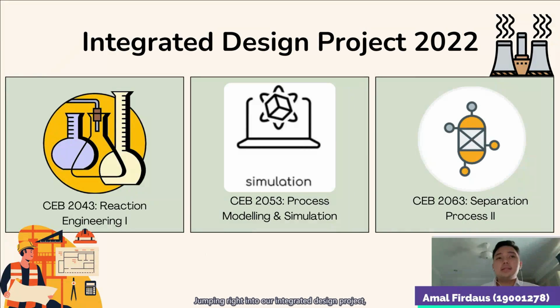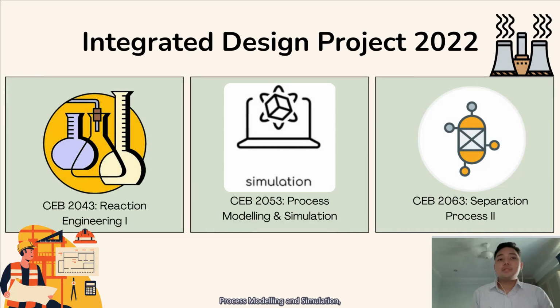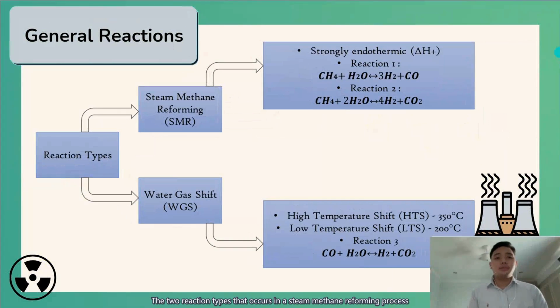Jumping right into our integrated design project, we will be discussing each course, starting from Reaction Engineering 1, Process Modeling and Simulation, and lastly Separation Process 2. Two reaction types that occur in the steam methane reforming process are steam methane reforming (SMR) and water gas shift (WGS).